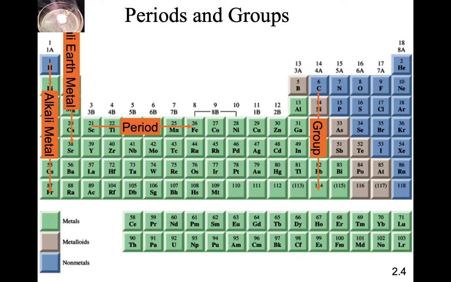Group 2A are alkali earth metals. These are much less reactive than alkali metals, but more so than most other metals. They are generally considered to be a fire hazard.